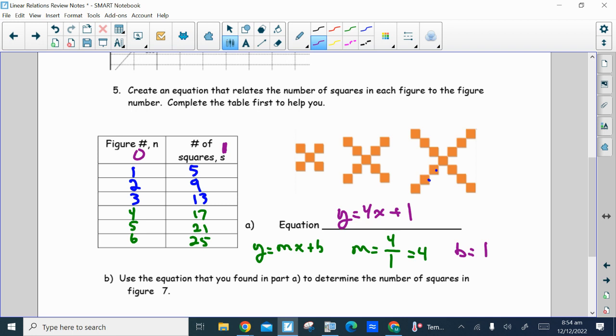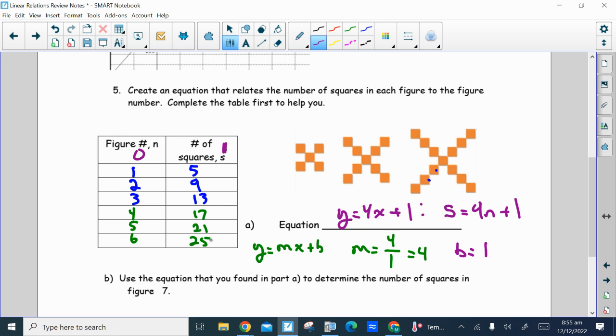Now we can check that. Okay, Shaila? We can check that. Let's check this last point when n was 6. That's the same thing as x. And in fact, sometimes you'll see the equations written with the variables from the table. In this case here, it would be s equals 4n plus 1. Because instead of x in the first column, it's n. Instead of y in the second column, it's s.